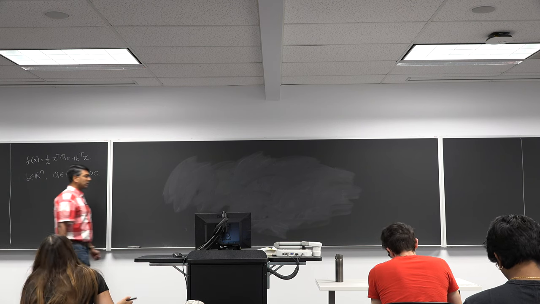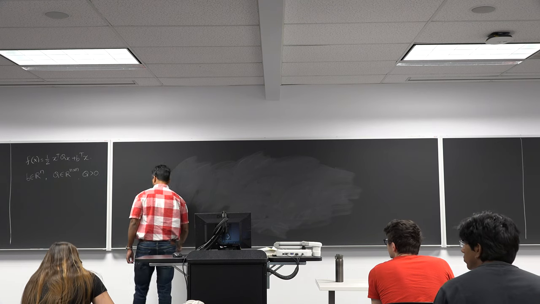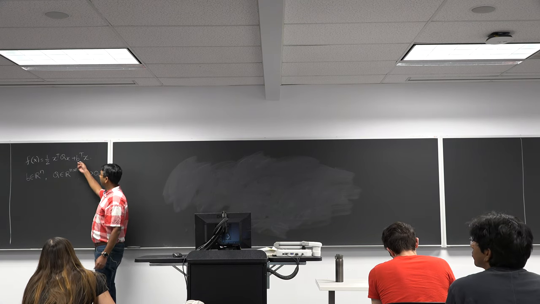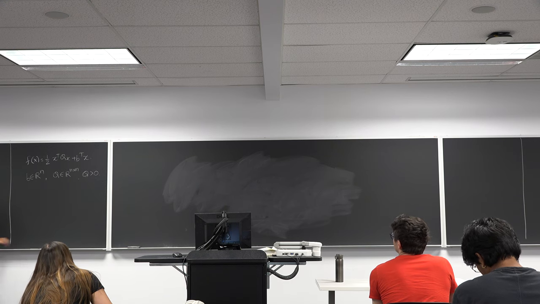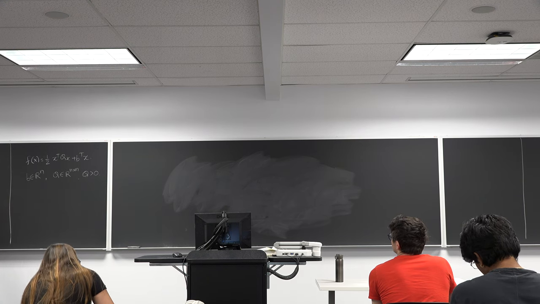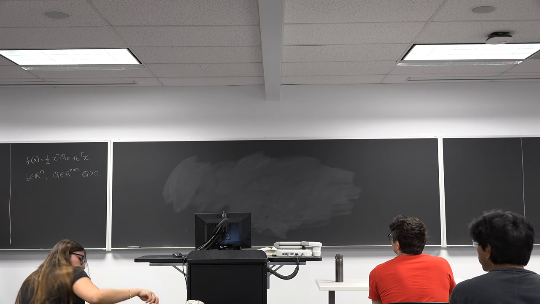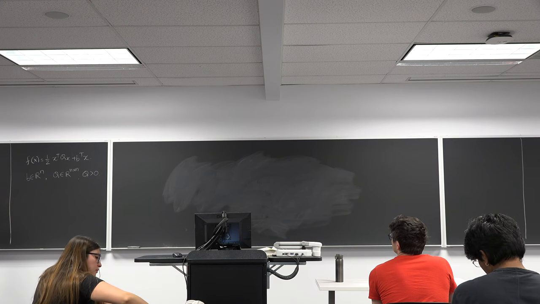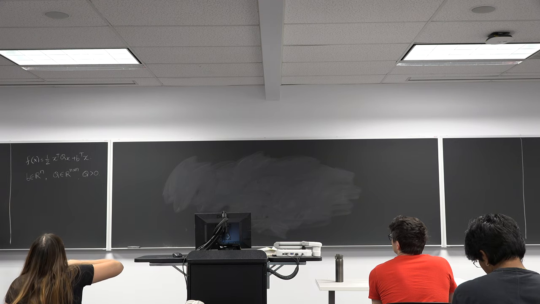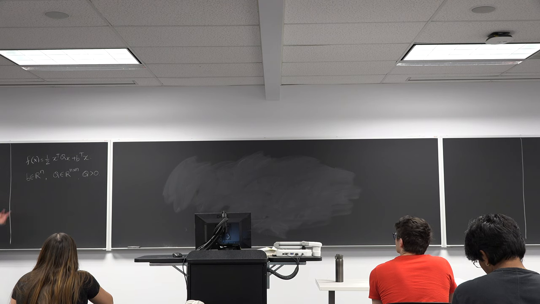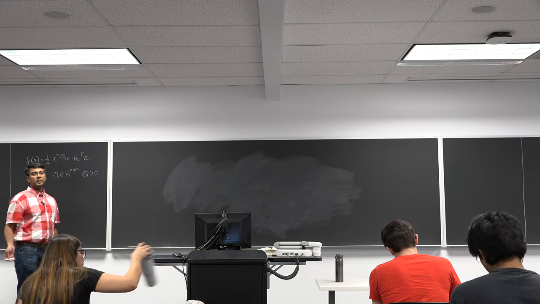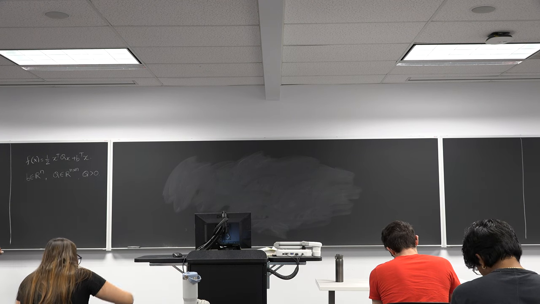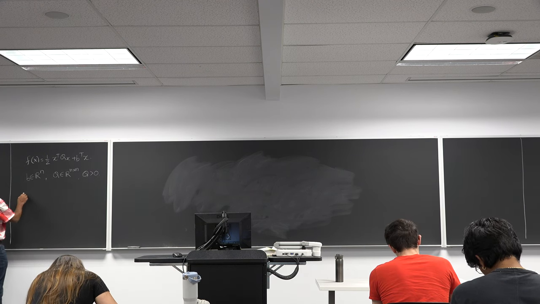Why is this a convex function? Can someone tell me from the definition of convexity, why should this function be convex? Why should this function f be convex? So let's look at the first and second derivative. Remember, we have two definitions of convex function. We know that if the second derivative is positive definite, then the function is convex. So what's the first derivative?